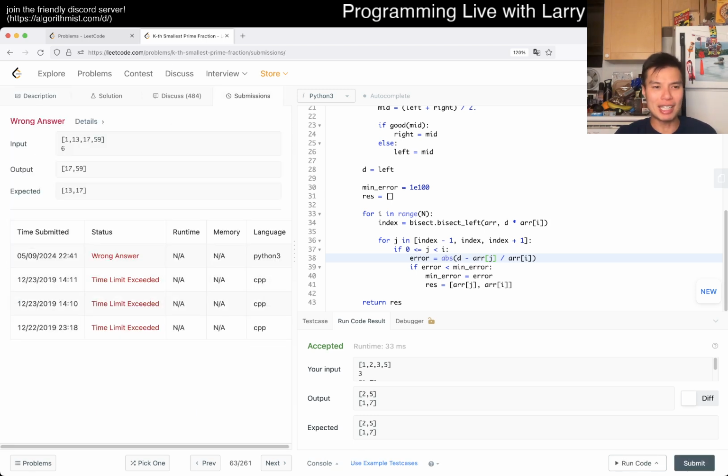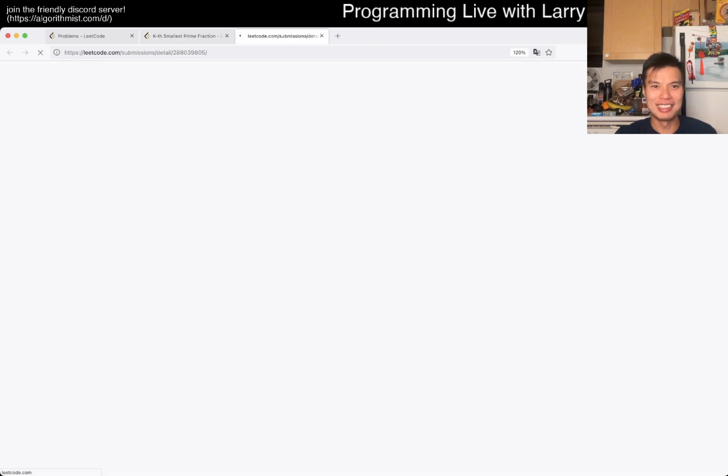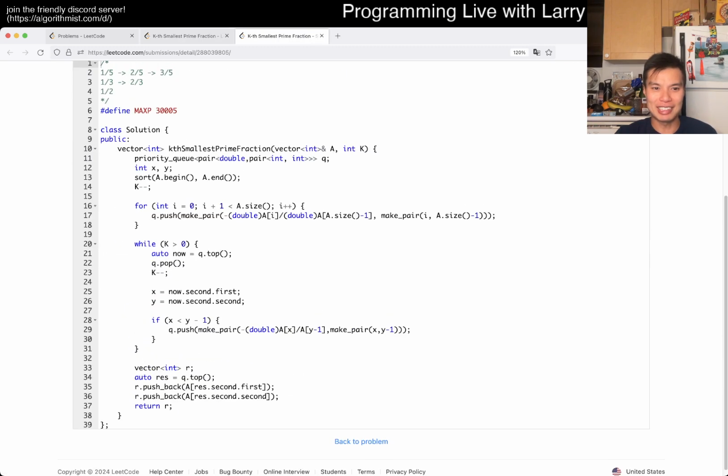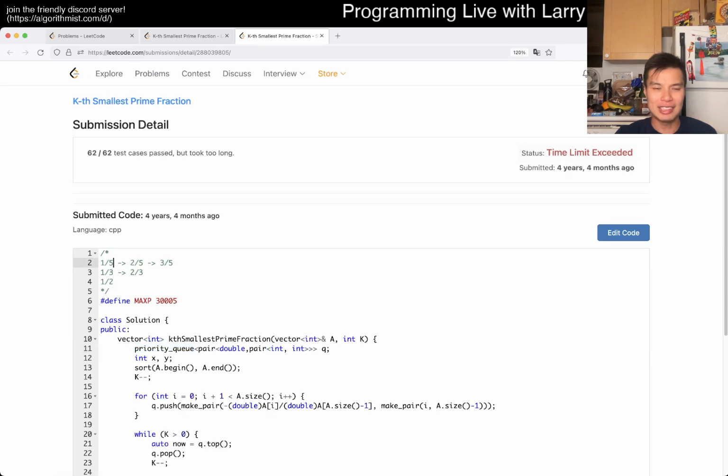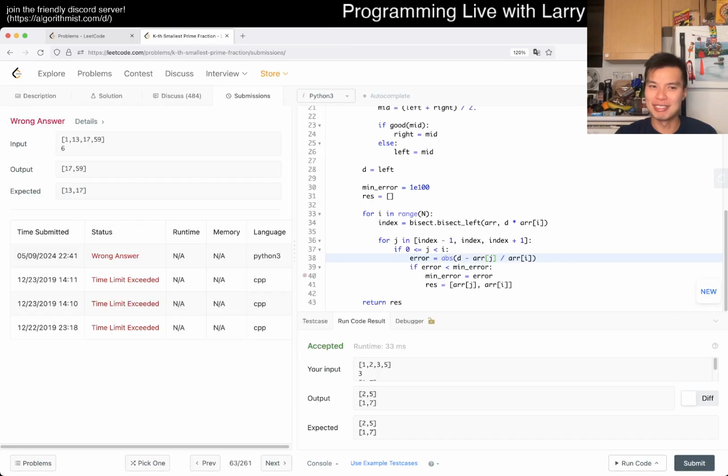Time limit. Oh, apparently I did this 5 years ago. And I gave up on it. Huh. What did I do last time? I did it with heap, I think. Or priority queue. That is wild. Maybe 4 years ago I gave up on it. In C++ too.